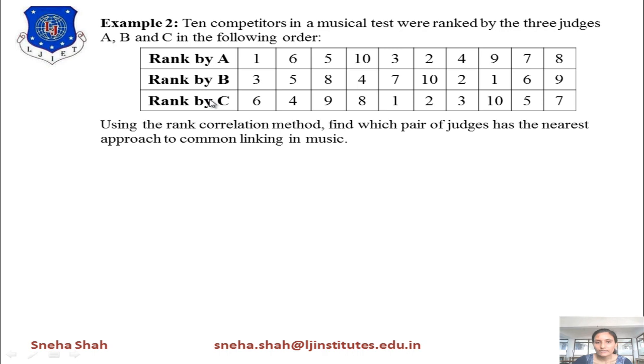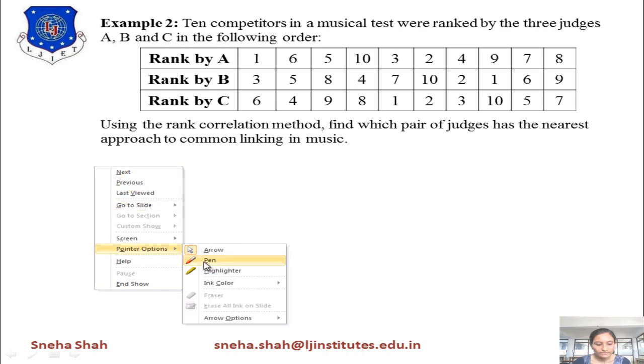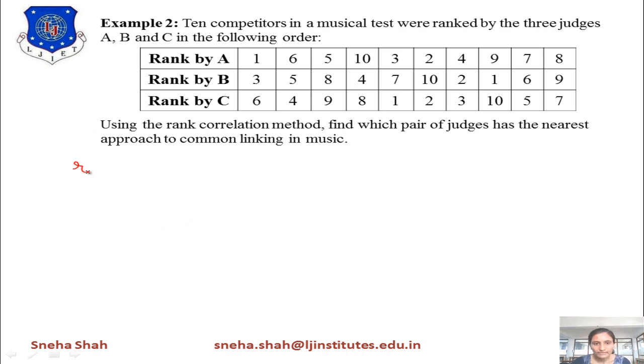So starting with this, first of all, there are three judges. We will find the rank correlation coefficient between these two judges, which will be considered R1, between these two judges it will be R2, and between A and C it will be R3. Now from the equation we can say that r equals 1 minus 6 sigma d square upon n into n square minus 1.